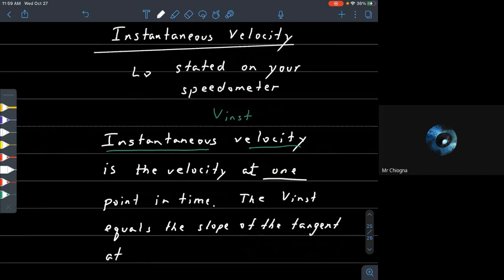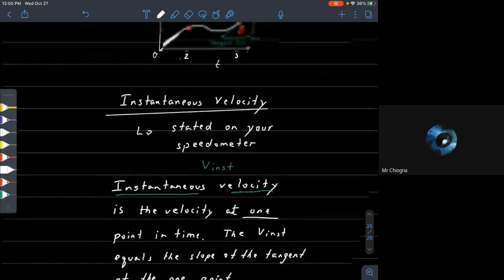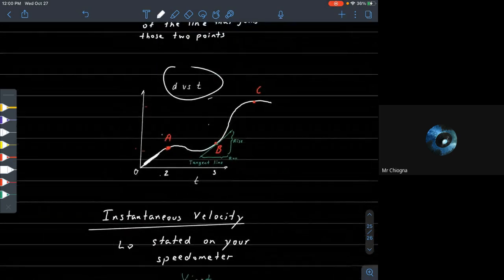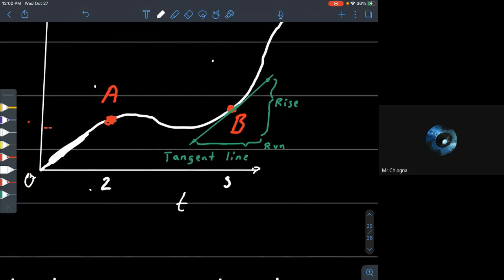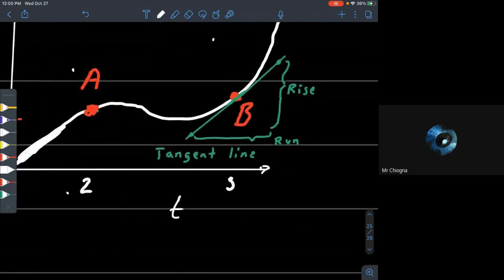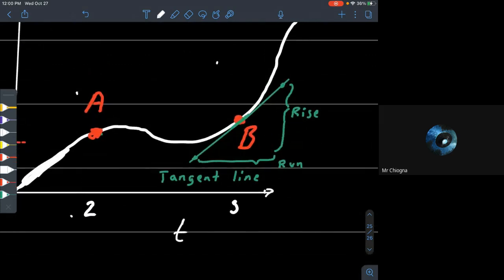Where? At that one point. That's the hard part. How do you draw the tangent? You know how to calculate a slope given a line. How do you draw the tangent? I can only give you examples. There is actually a way of doing it properly, but the quick explanation is all we need.